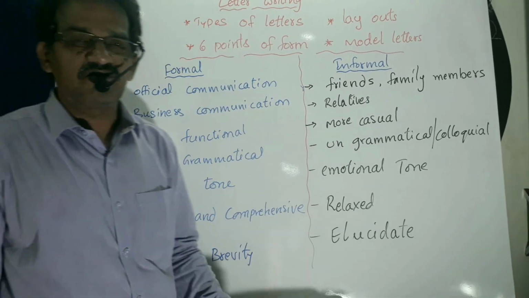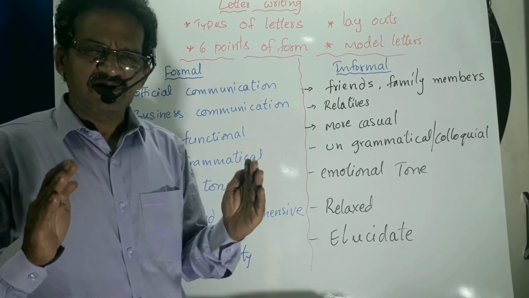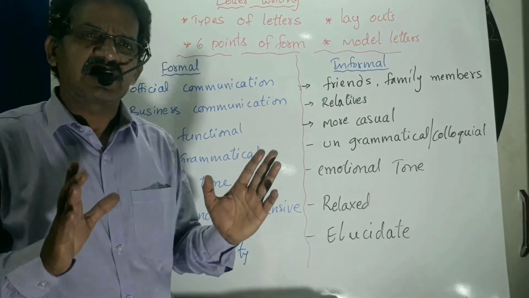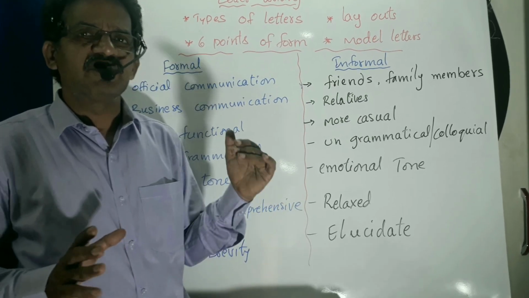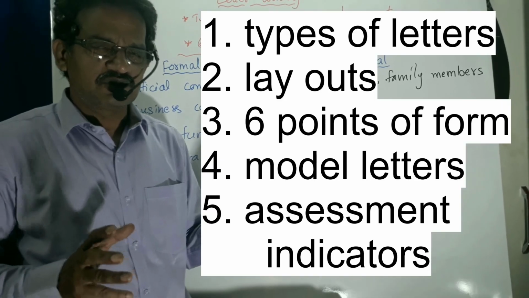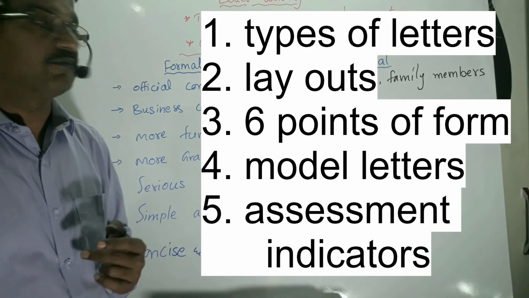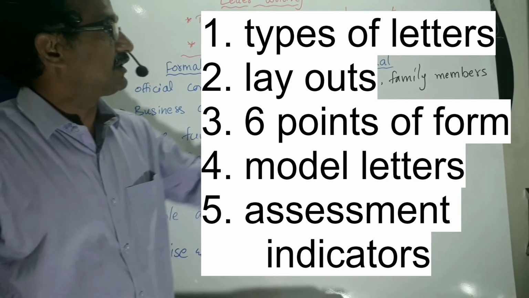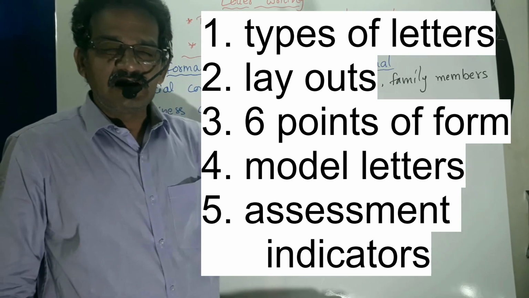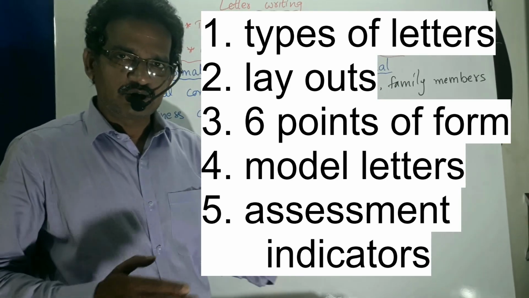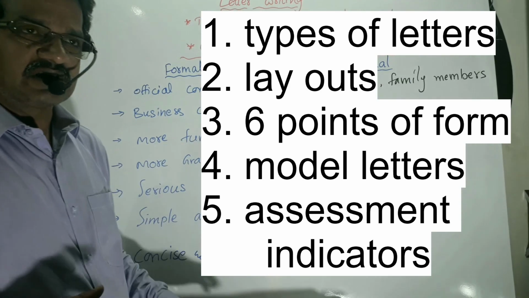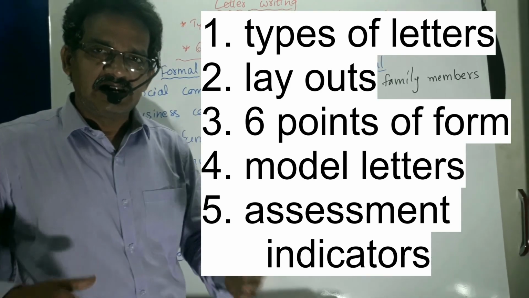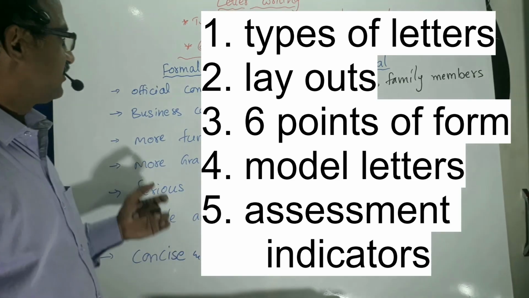And 6 points of form. Every educated person should write the letter format in a systematic and correct way, without making any mistakes, so that we can expect the fullest score in the examination. So what are those 6 points? That is going to be explained. The model letters also: let us discuss 1 or 2 model letters, how they can start, how the body of the letter can be arranged and how the ending part should be placed.